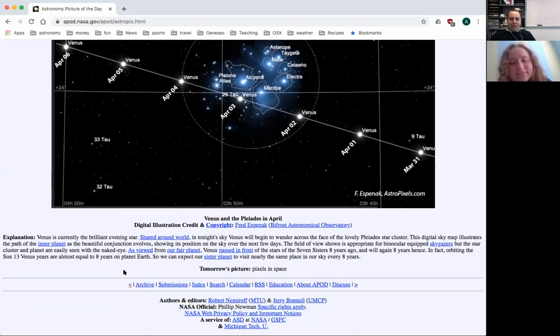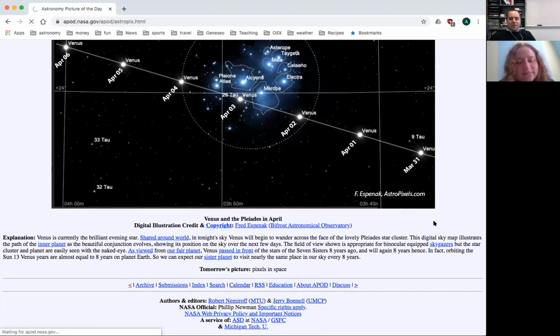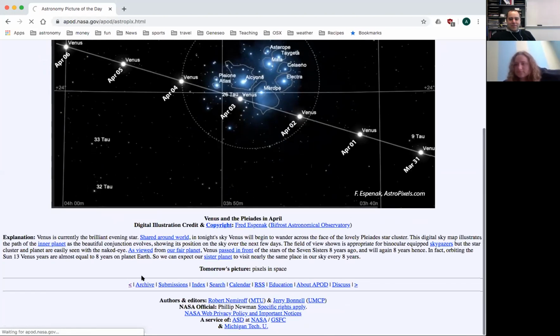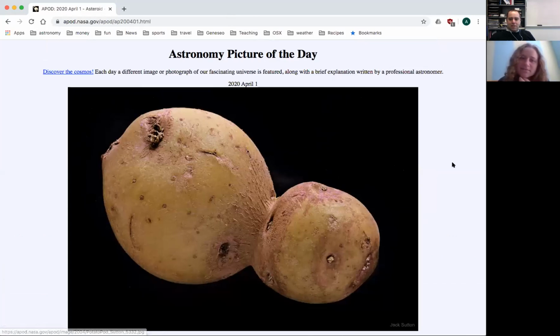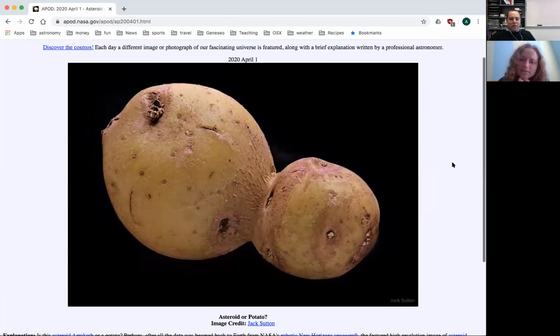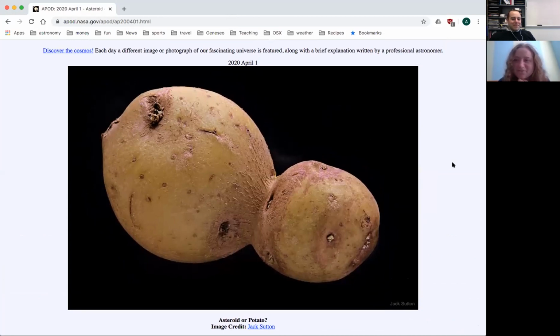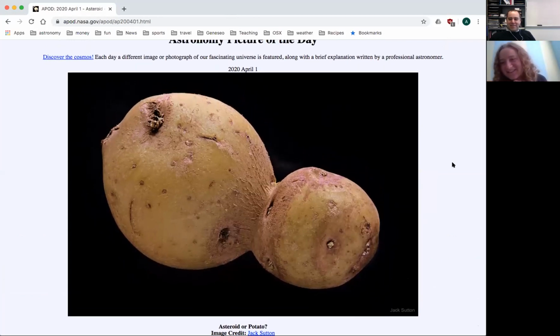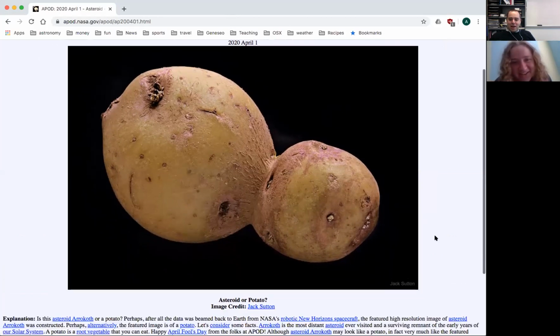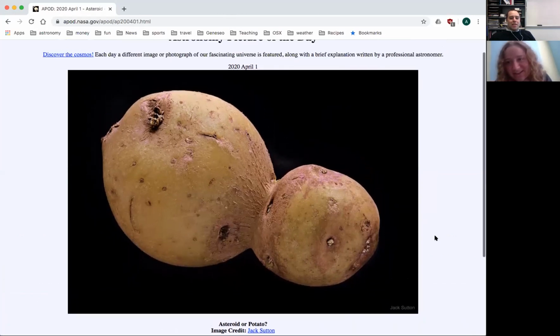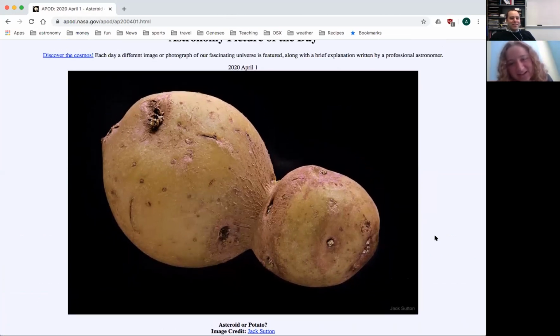Yesterday's astronomy picture of the day is also excellent. There we go. Why isn't this working? Uh-oh. Oh, there it is. Asteroid or potato? I'm assuming it's an asteroid because it's a striking picture. Well, it says it looks a lot like the comet that they looked at, but this is in fact the April Fool's edition of Astronomy Picture of the Day, and it's actually a potato.